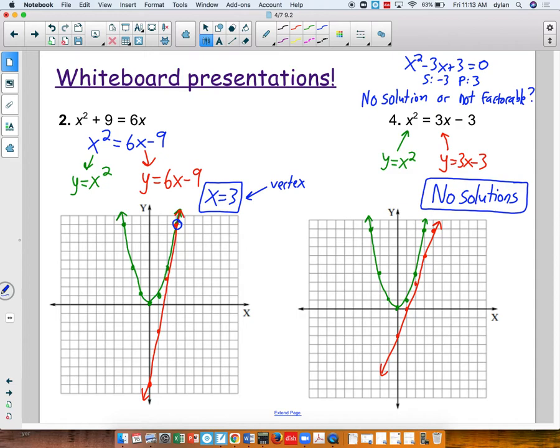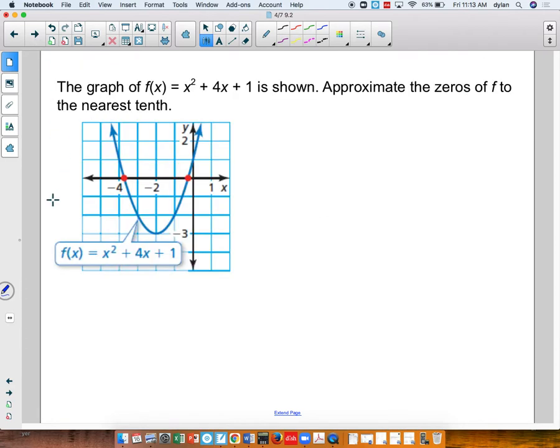So this is important because this is one place where method 2 is a little bit more useful than method 1. Method 1 is what we learned back in chapter 8. With this new method, though, we can actually see a little bit more information. So let's look at another example so I can demonstrate even more what I'm talking about. The graph of f of x equals x squared plus 4x plus 1 is shown below.